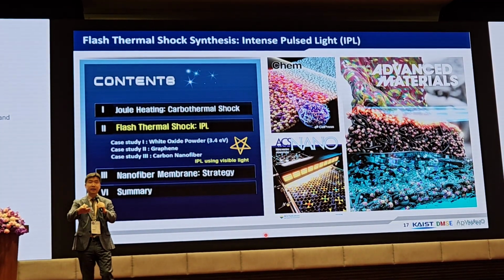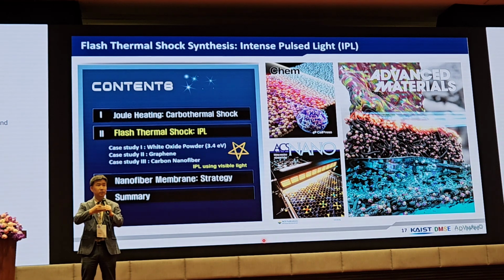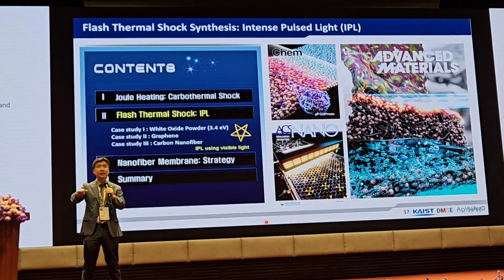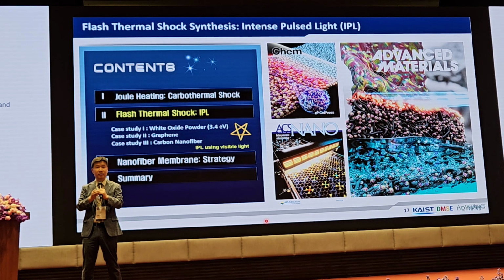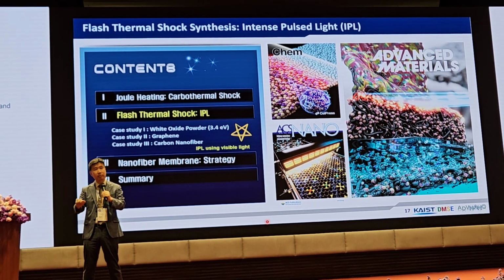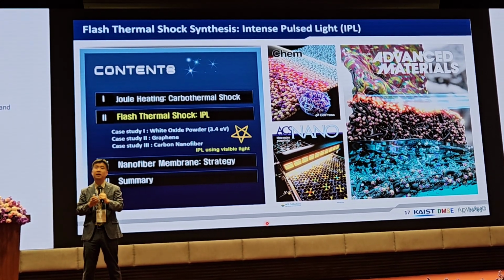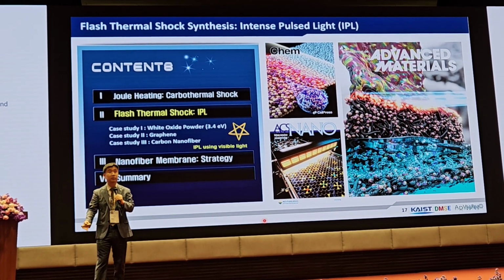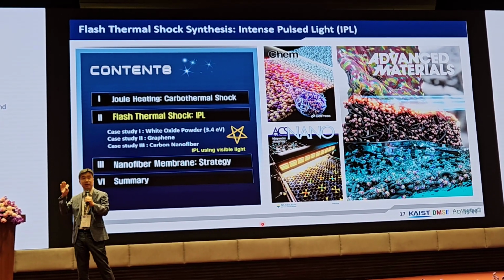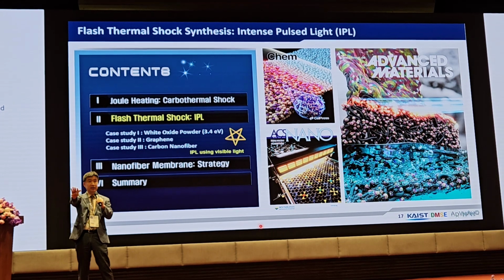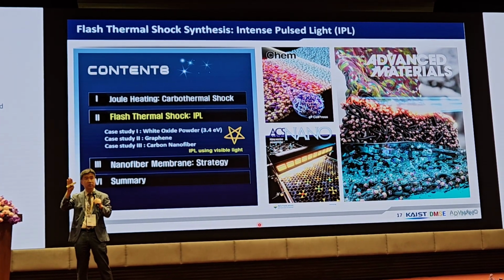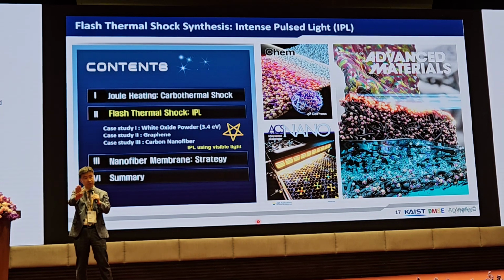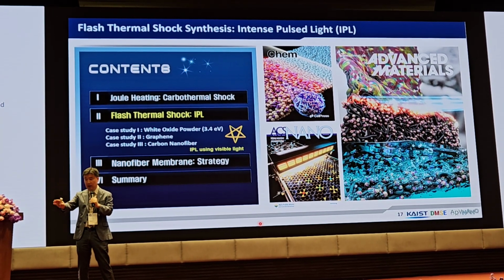So I explained the carbon thermal shock synthesis, right? In order to use this carbon thermal shock, we always need a conducting material. But what about other materials, metal oxides and non-conducting materials? That's why we first use this IPL. This is a lab, okay? Intensified pulsed light. It is a remote process; we simply expose this light on our material.